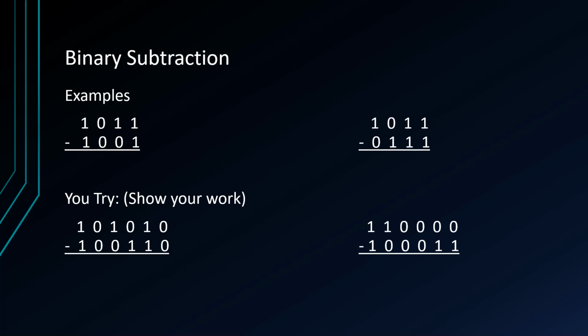Now, I'm going to bring these up and I'll just explain this so we can see these things. So we just line up the columns and we subtract them one at a time. 1 minus 1, well, that's 0. 1 minus 0, that's still 1. 0 minus 0, that's 0. And 1 minus 1 is 0. So that's our final answer.